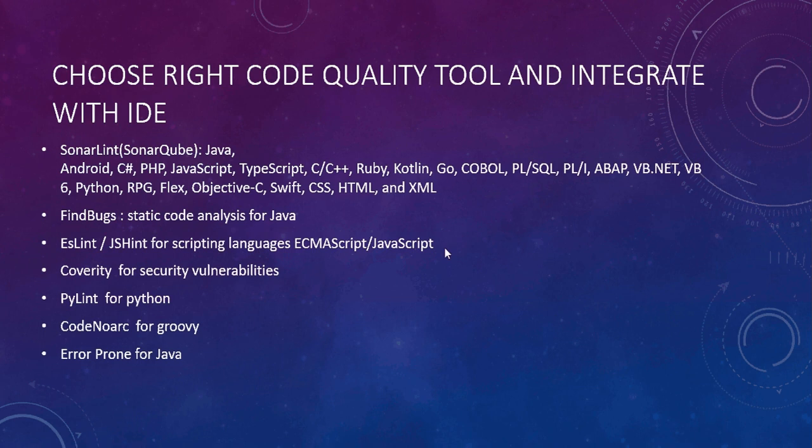Then and there you can fix and move on. And Coverity is the commercial tool, which basically identifies the security vulnerabilities for your applications. And Pylint is a source code quality tool for Python, and CodeNarc is for Groovy, and Error Prone for Java.